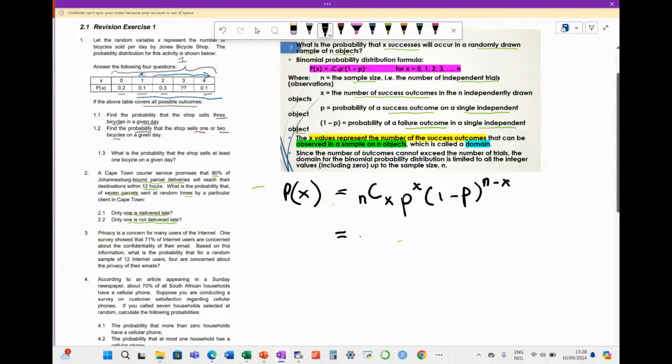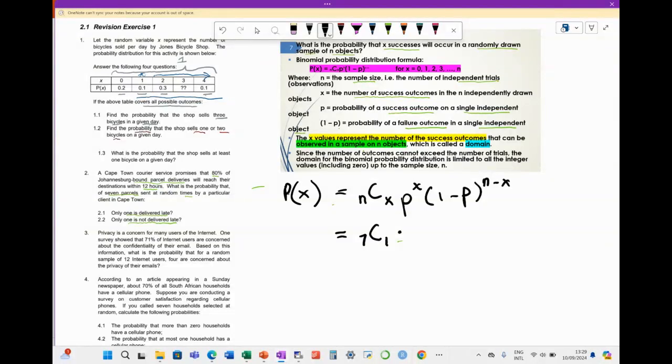But we know that n is equal to 7, because there are 7 independent trials or 7 objects, right? Then C is your combination. X we're saying is 1, right? We only want 1 late delivery, isn't it? Okay. Then we're saying times. So I'm just going to put a dot. I think it'll be easier, otherwise we might mix this X with the times.